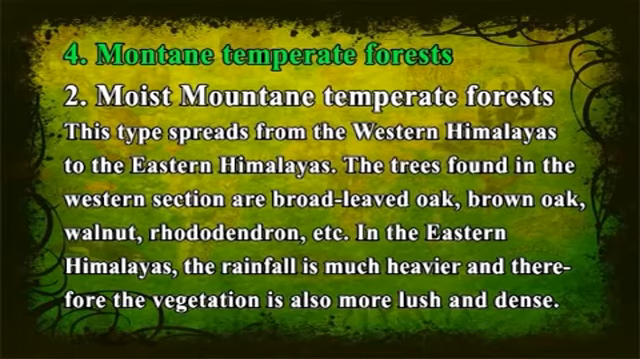Another variety is moist montane forest. This type spreads from the western Himalayas to the eastern Himalayas. The trees found in the western section are broad-leaved oak, brown oak, walnut, rhododendron, etc. In the eastern Himalayas, the rainfall is much heavier and therefore vegetation is also more lush and dense. There is a large variety of broad-leaved trees, ferns, and bamboos. Coniferous trees are also found here, some of the varieties being different from the ones found in the south.